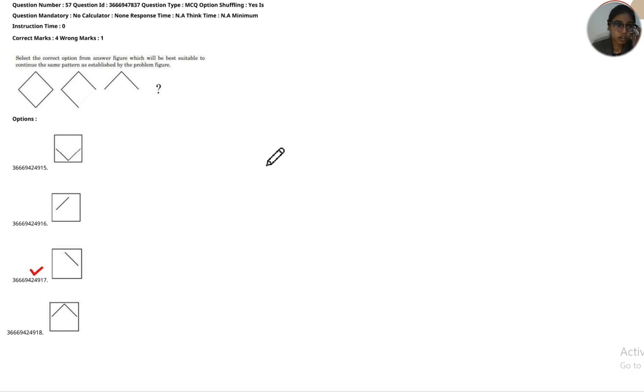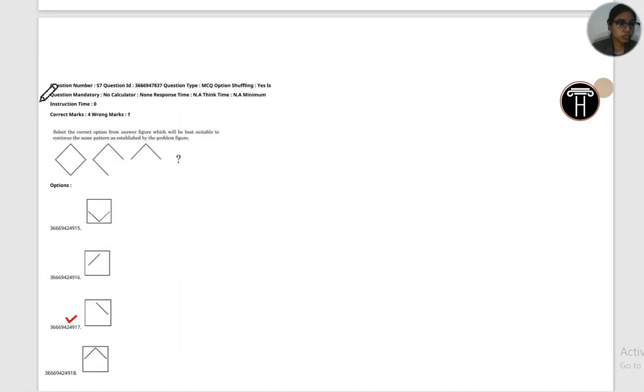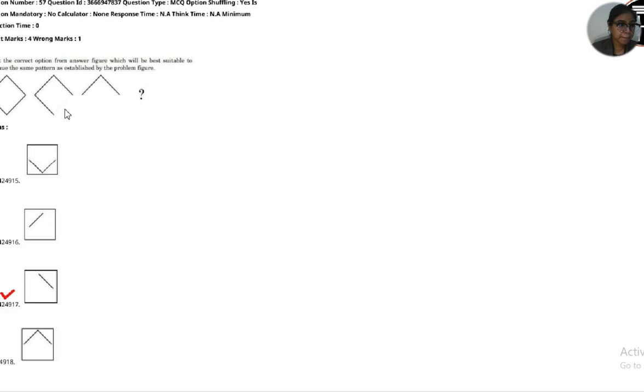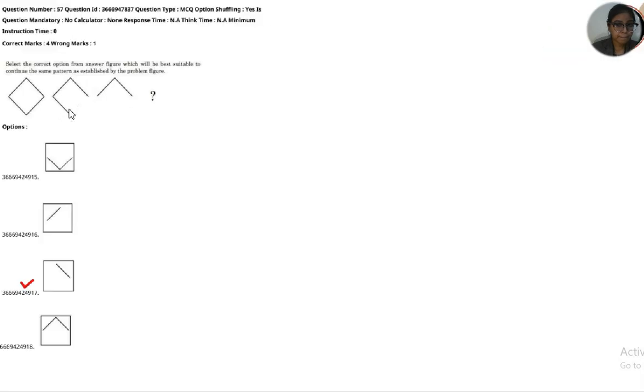Next question is, select the correct option from the answer figure. You have to select the correct option which will be best suitable to continue the same pattern. In the question, a pattern is given to you.